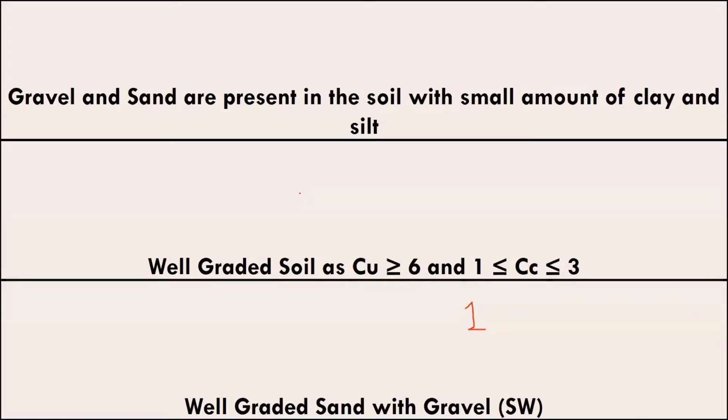Now I am moving towards the next slide. It is saying gravel and sand are present in the soil with a small amount of clay and silt. It is well graded soil. The category of soil is decided as Cu greater than or equal to 6 and 1 less than or equal to Cc less than or equal to 3. Well graded sand with gravel, so I can name it SW.